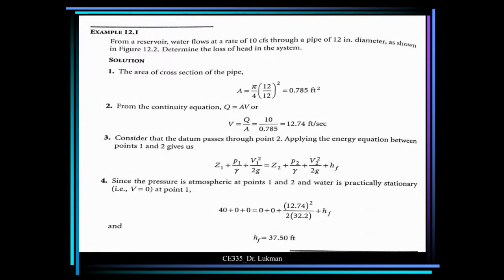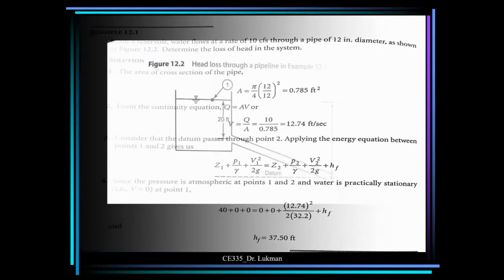Now let's take a simple example here. Example 12.1, which in our own case, using the latest version, will be 15.1. It says from a reservoir, water flows at a rate of 10 cubic feet per second through a pipe of 12-inch diameter, as shown in figure 12.2. Determine the loss of head in the system.